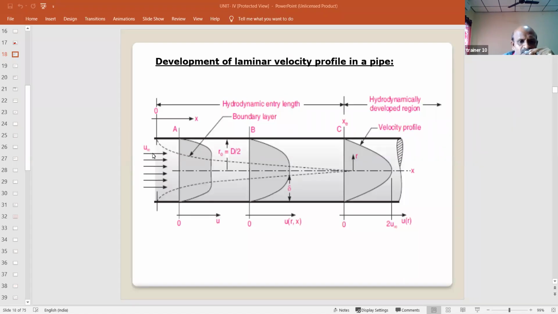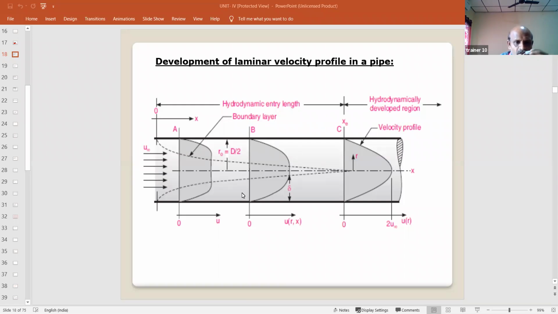To study the boundary layer concept and velocity distribution, here we are concentrating on the velocity profiles. That means how the velocity profile takes place in the case of a pipe. That is also called the development of the laminar velocity profile in the pipeline. That means in the case of laminar flow, how the velocity profile changes in a pipeline.